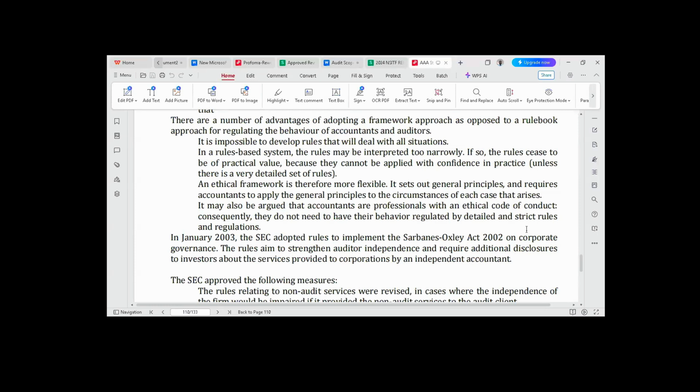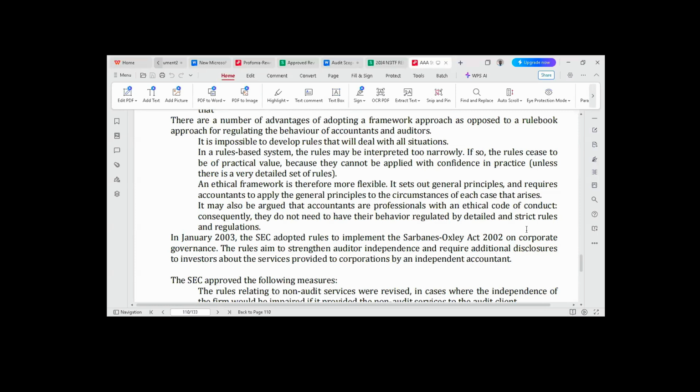Because with the corporate governance, it spells out the do's and don'ts for the parties that are supposed to safeguard what? Corporate governance. And who are the parties supposed to safeguard corporate governance? The directors, the board of directors, the management, audit committee, and external auditor. So it spells out what each and every one of them should do, what role they should play.